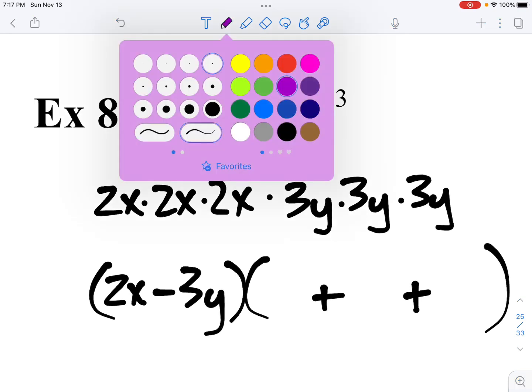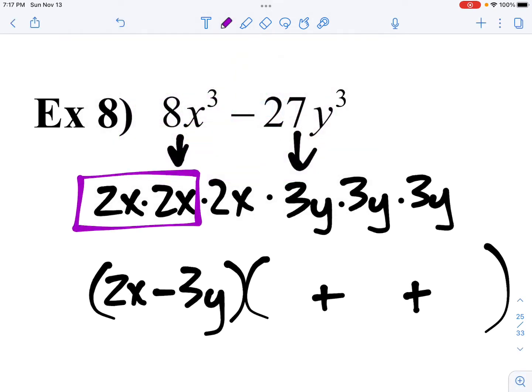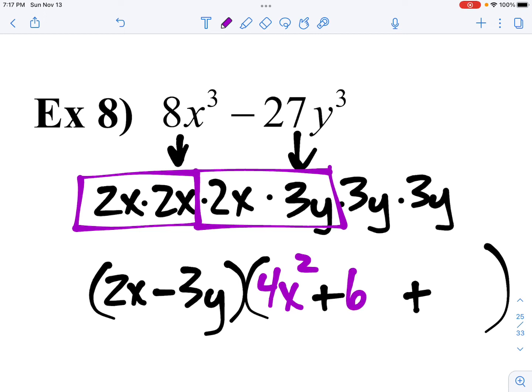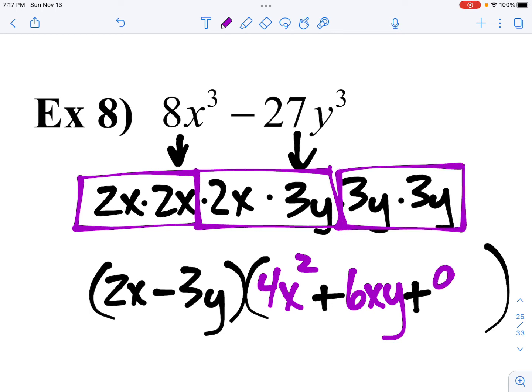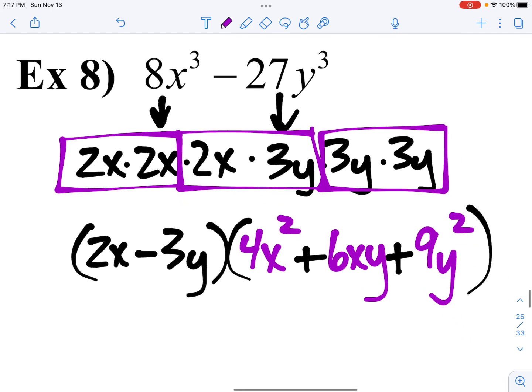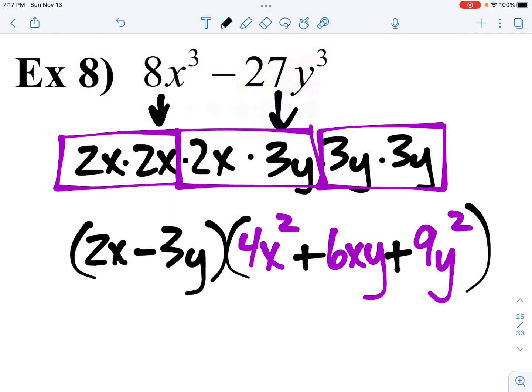And now I just have to buddy these up. 2x times 2x is 4x squared. 2x times 3y, well, 2 times 3 is 6, and there's an x, and there's a y. It looks kind of weird, but that is how we do it. And 3y times 3y is 9y squared. And that is how we're going to write our final answer.